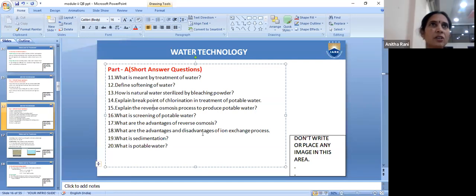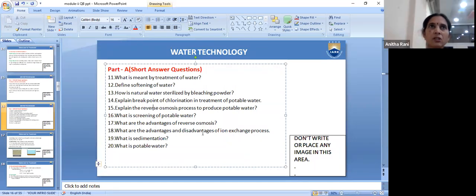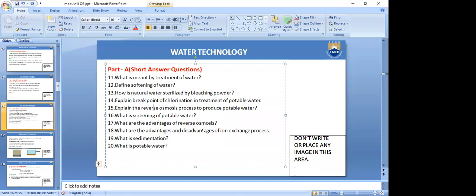Now tell me the disadvantages. It's a costly, expensive process. We have to buy the chemicals and the ion exchange resins. And there should not be much turbidity in the water. We have to see that the turbidity, clay particles or mud, should be below 10 ppm. So you can write those points.